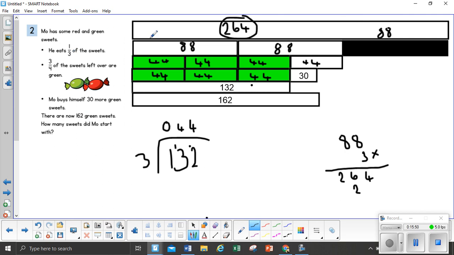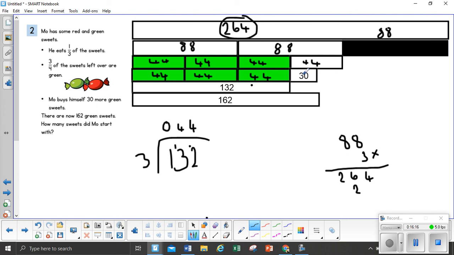Okay, Mo had some red and green sweets. I know that's the start of my story. He eats 1/3 of the sweets, so they need to go. 3/4 of the sweets that are left, so these 2/3, are green. Okay, so then we had to split that into quarters. 3 of them were green. He then bought 30 more green sweets, so then he had 162 green sweets.